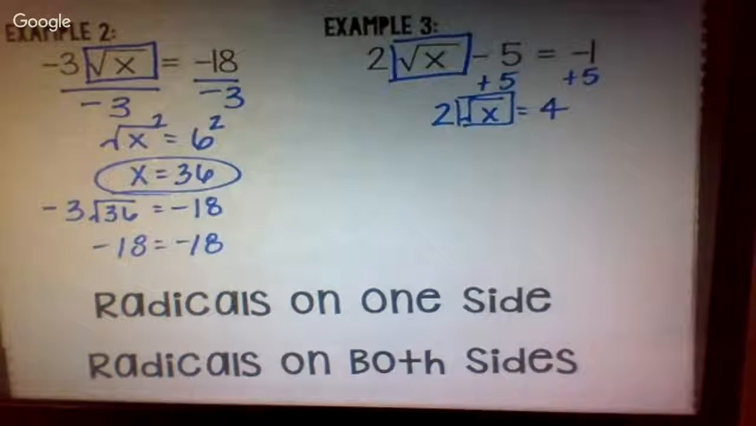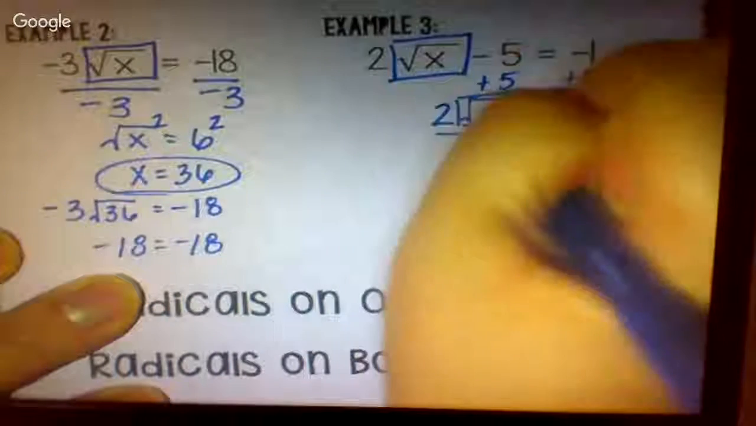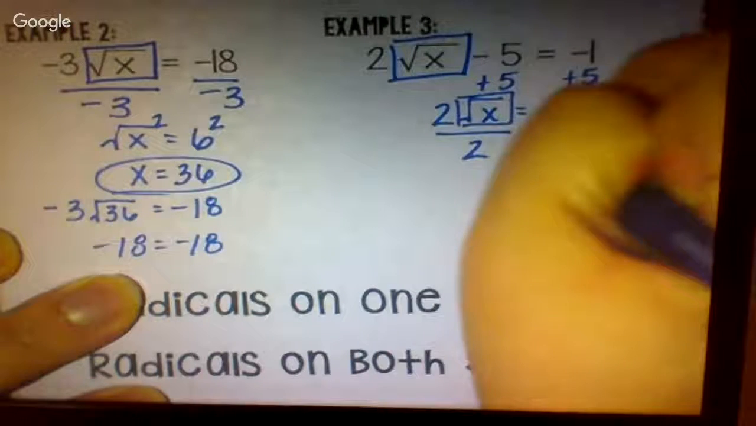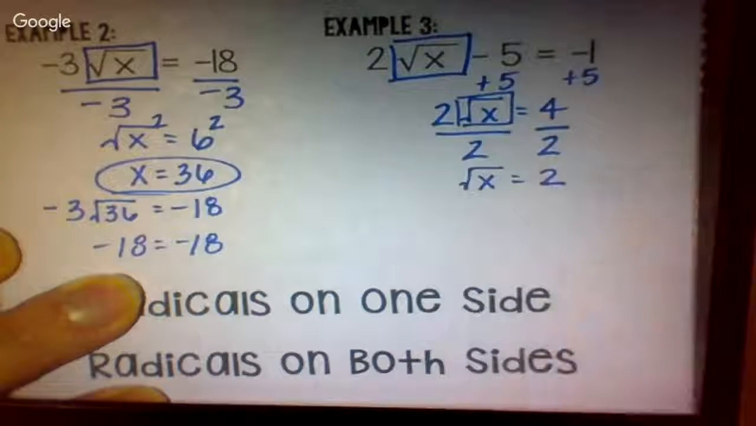Square it. Not yet. I've got to get rid of that 2 in the front. You divide it. You divide it by 2. So you get the square root of x equals 2.